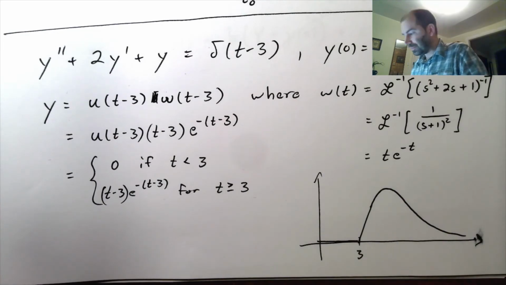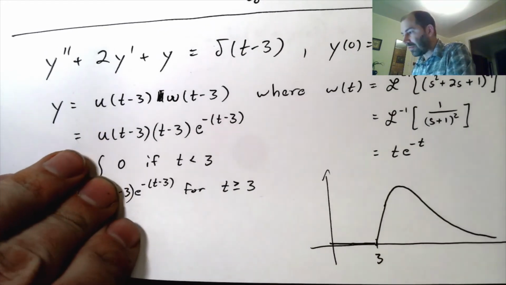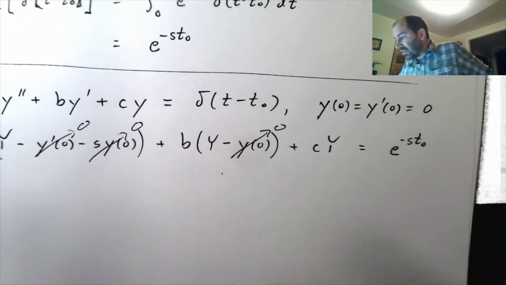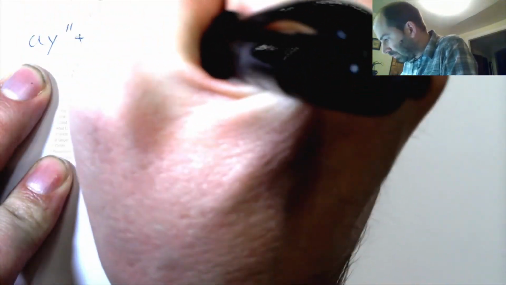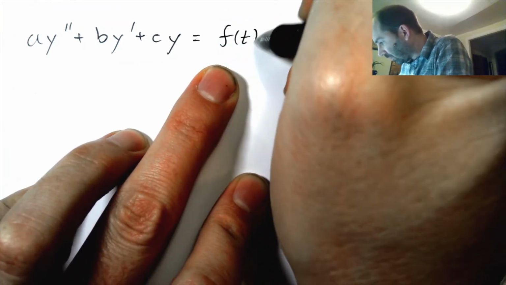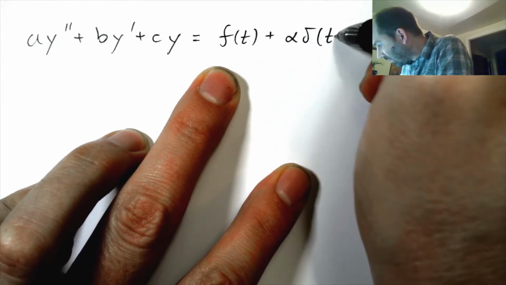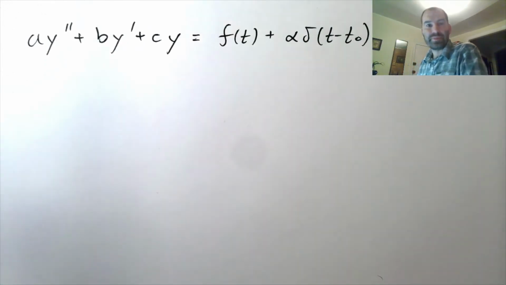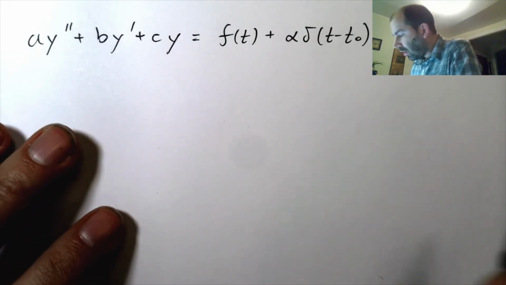Okay? Now, one other thing I want to look at is how to treat situations where we have a function and a delta function at the same time. Okay? So let's take a look at this problem over here. I'm going to have a forcing function, which will be a nice continuous function, but then I'm going to add to it some impulse. Okay? All right. Well, how are we going to treat this?